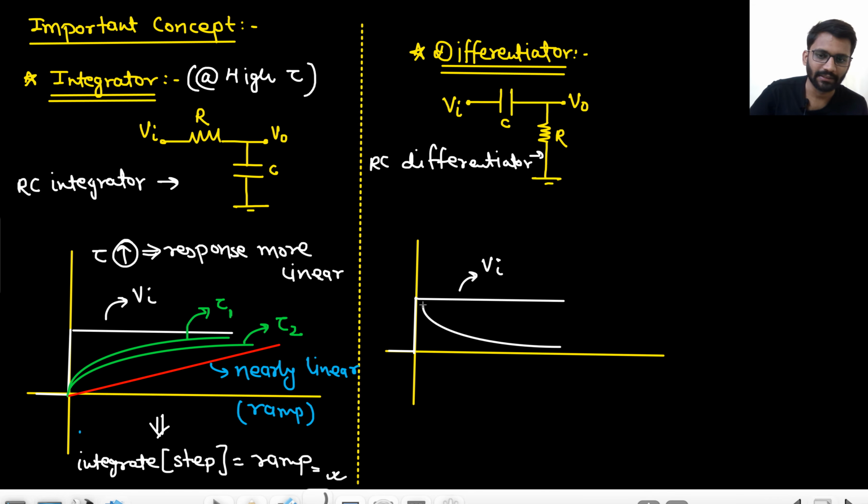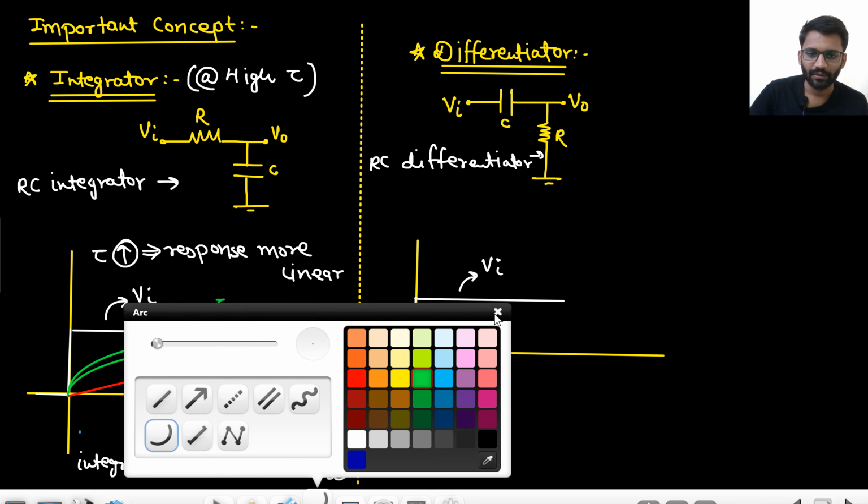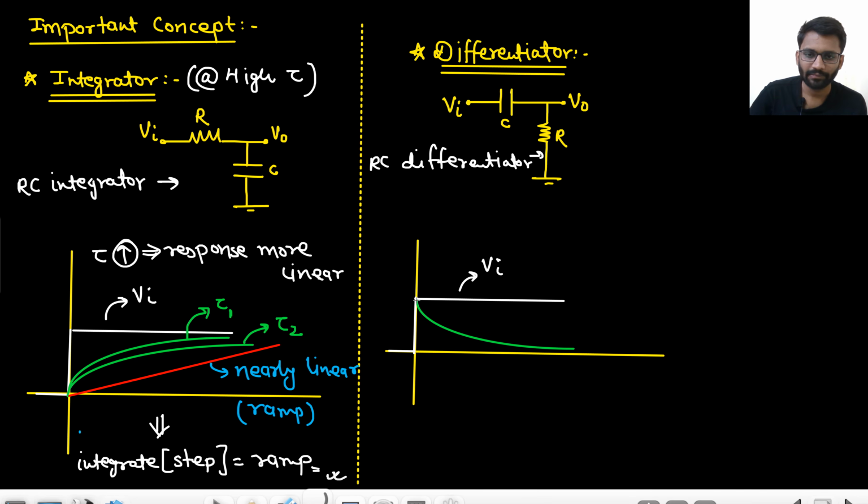So the response is something like this, right? Okay, I should use a different color of pen. So this is your output. Here I should have shown all three as output. Okay, you will get to know. So this is your V out for some tau 1. Now what I am doing, I am decreasing my time constant. If you are decreasing the time constant, that means the circuit becomes faster, right?